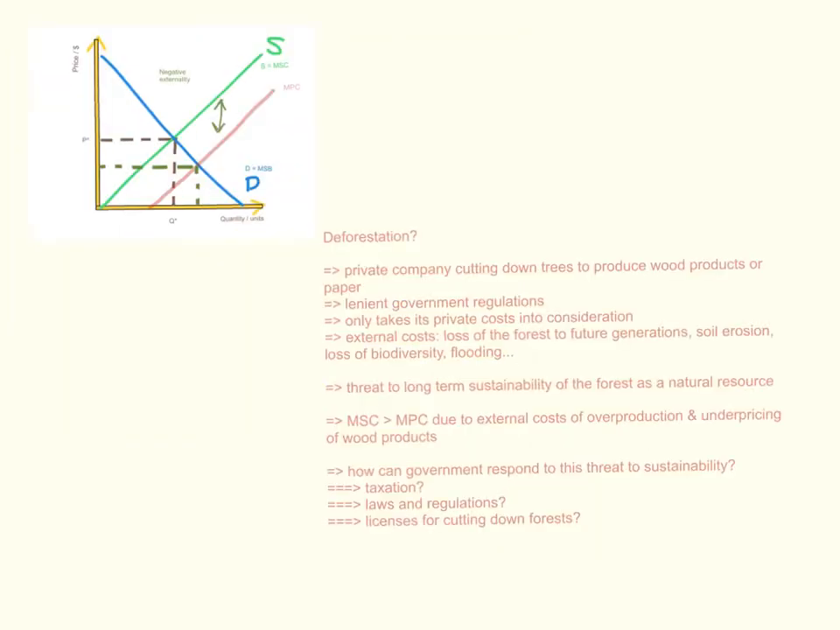Let's take a look at another example that is quite similar to the previous one, the problem of deforestation. So assume, for example, there's a private company that's cutting down trees to produce wood products or paper. Now, because of lenient government regulations, the government's not very strict, this company only takes its private costs into consideration. Now, what are some of the external costs of cutting down the trees?